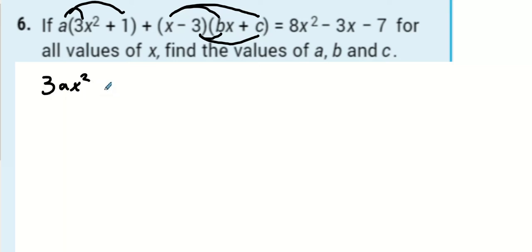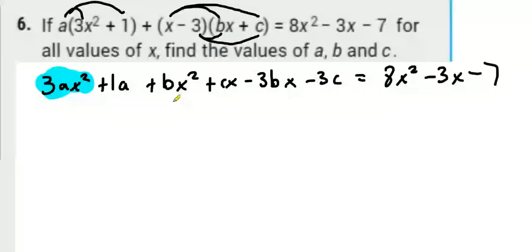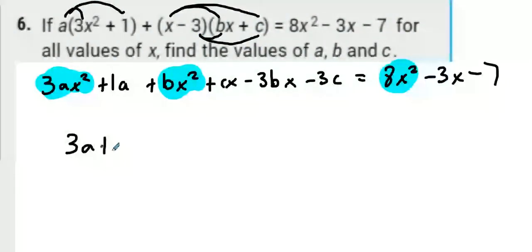3ax squared plus 1a, and then it's bx squared plus cx minus 3bx minus 3c. Okay, and that all equals ax squared minus 3x minus 7. Now I'm going to color code these best I can. This blue one here combined with this blue one here must equal this blue one over here. That in turn means that 3a plus b has to equal 8.